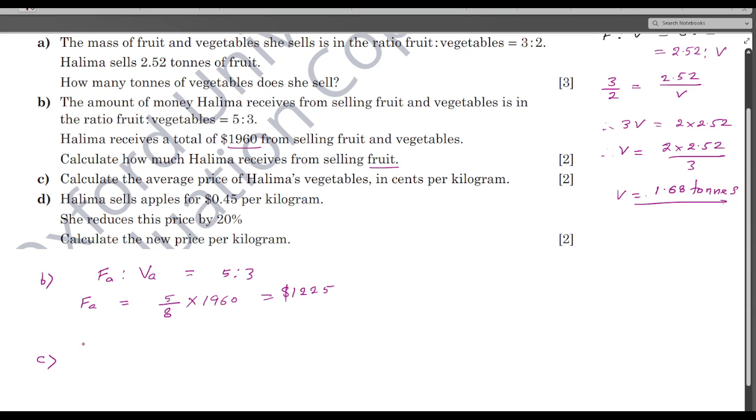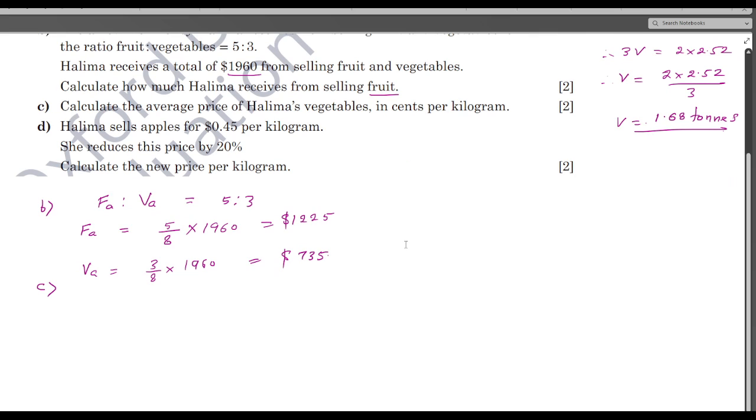So for vegetable, here it is VA, also we will find out. It is 3 divided by 8 times 1960. So 3 divided by 8 times 1960, it is 735. It is your $735. Now calculate the average price of Halima's vegetable in cents per kilogram.